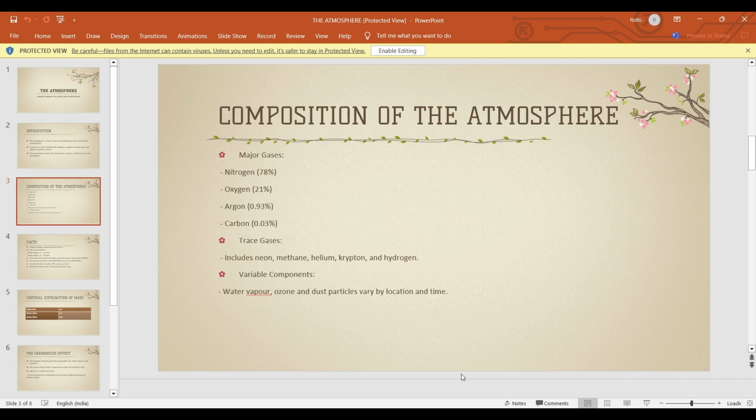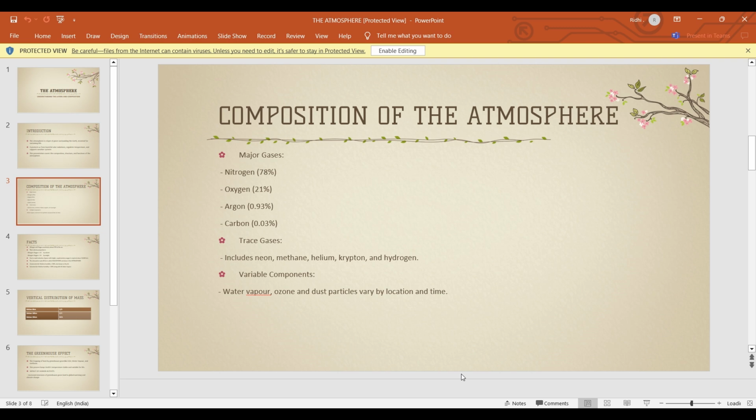Composition of the atmosphere. Our atmosphere is composed of various gases and some variable components. The major gases that constitute our atmosphere are nitrogen, which is 78%, oxygen 21%, argon 0.93%, and carbon dioxide 0.03%. Also, there are traces of various gases such as neon, methane, krypton, hydrogen, etc.